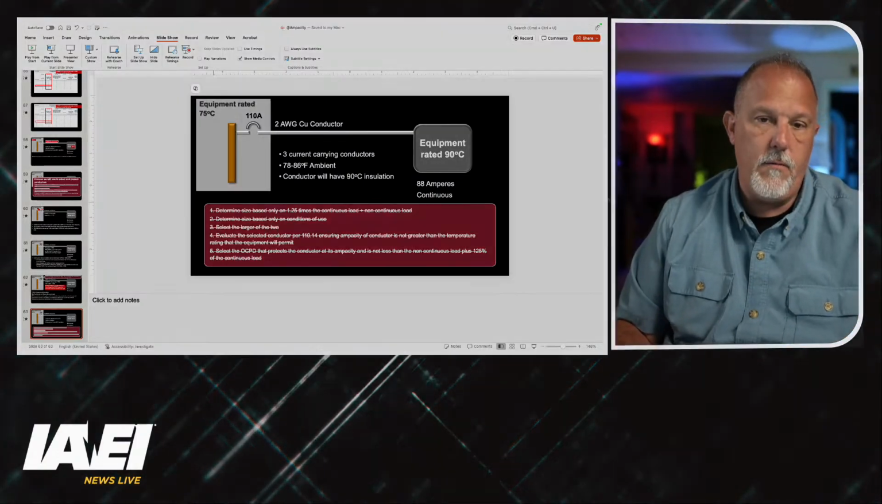Okay, so we went through the conditions of use. We picked the conductor ampacity, we lowered that based upon the equipment that we were terminating in. And then we selected the branch circuit overcurrent protective device to provide the protection.